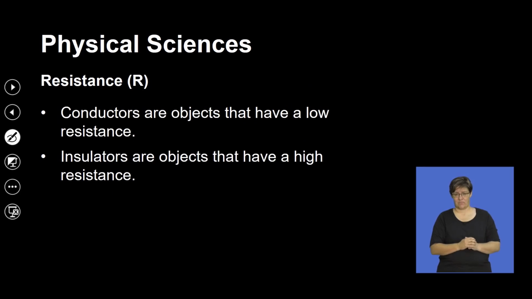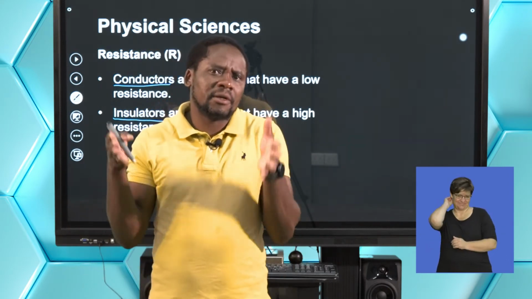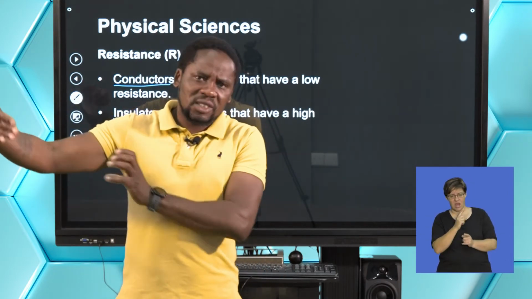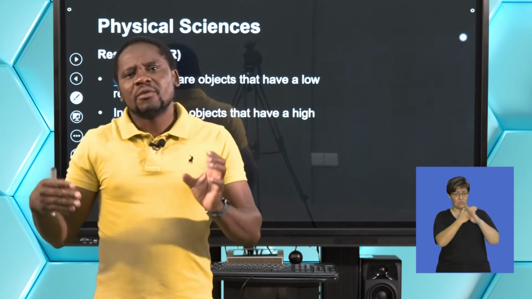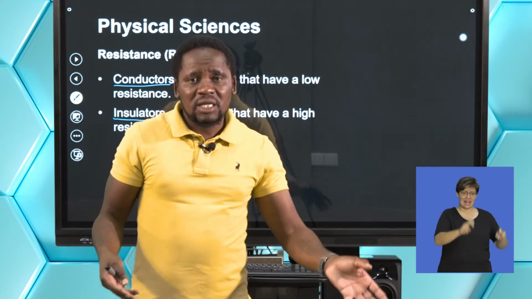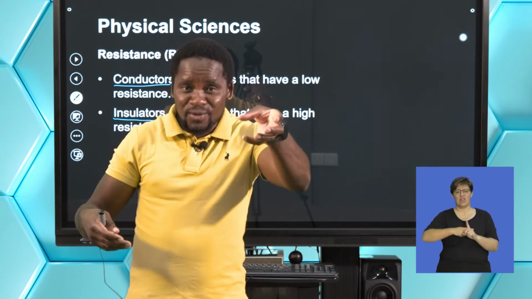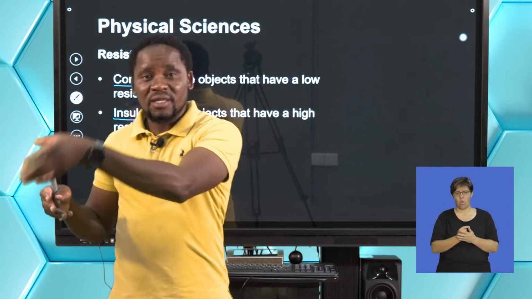Now, conductors are objects that have low resistance. Let's look at the physical properties of materials. This is something we need to remind ourselves of as we look into resistance in series. Remember, in terms of physical properties, there are electrical conductors and electrical insulators, which are different from thermal conductors and thermal insulators.